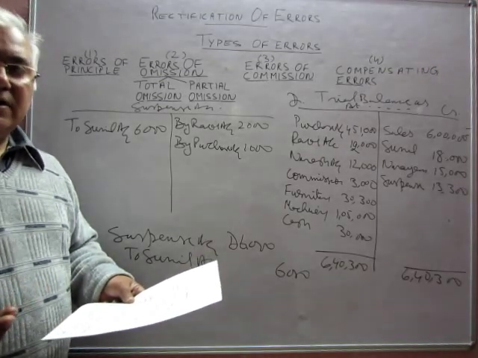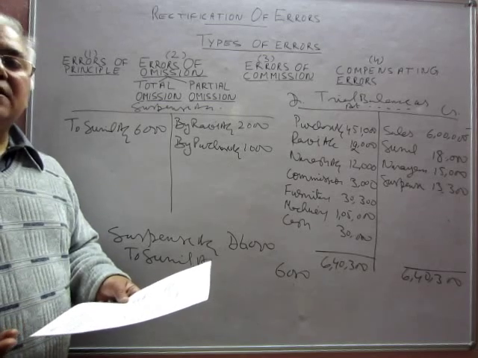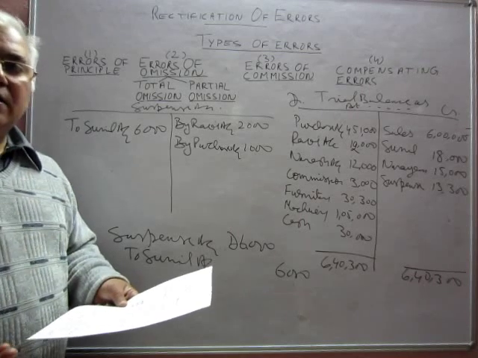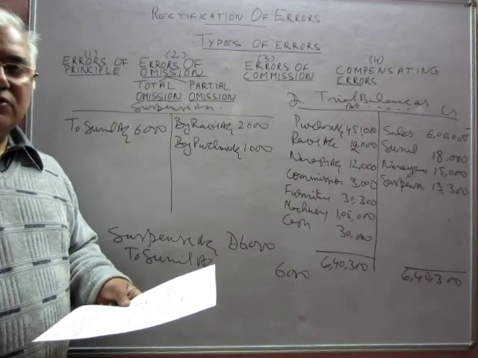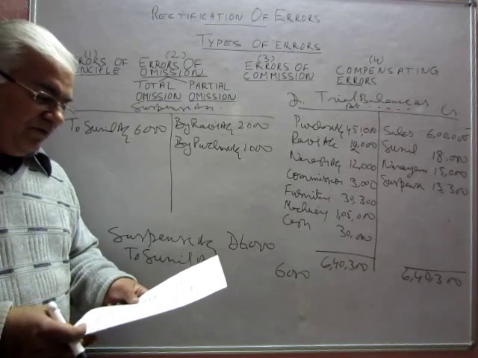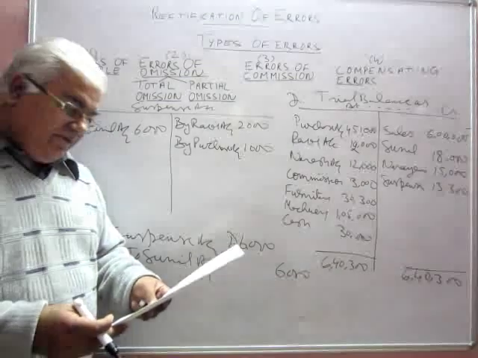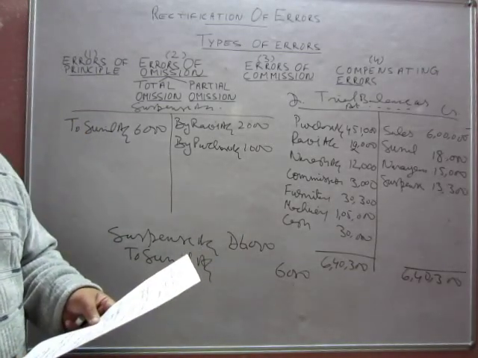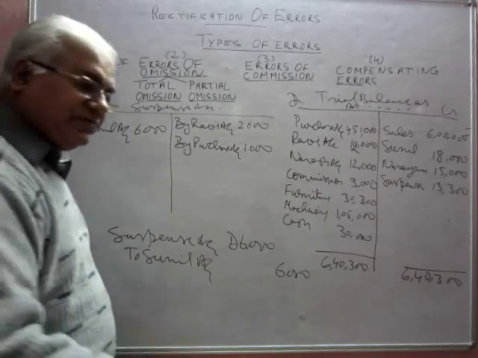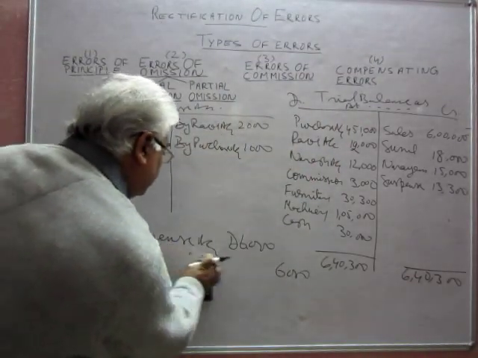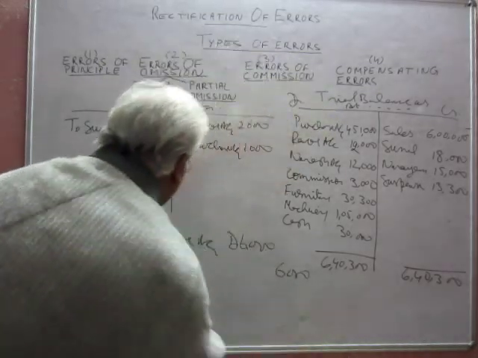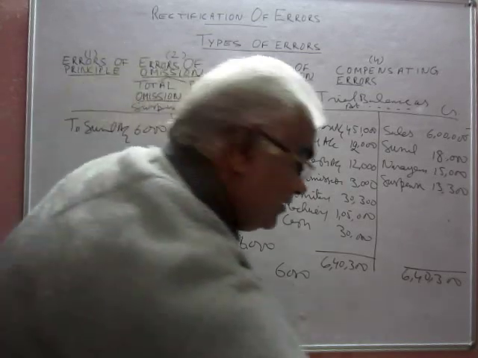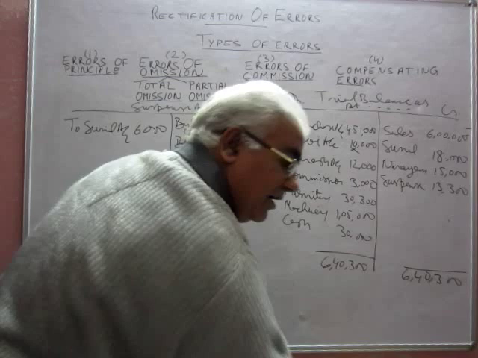So how to rectify it? It is quite simple, that poor fellow has been debited 10,800 more. So rectification should be, we should credit him by this amount. So entry should be suspense account debit to this man, Naresh, with 10,800. Suspense account debit to Naresh, that is with 10,800.